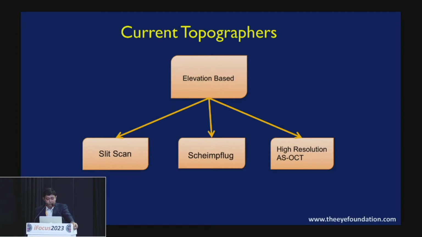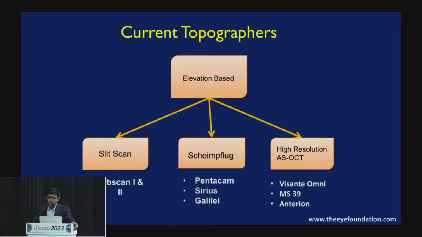Currently, the topographers which we use, which are elevation based, are one, the slit scan, which is the OBSCAN 2. You also have a more advanced version, the OBSCAN 3, which I won't be discussing in this talk, but that's also available now. You have the Scheimpflug devices like the Pentacam, Sirius, and Galilei, which are all extremely useful and are currently the standard of care. Fast catching up and possibly likely to make Scheimpflug obsolete over the next decade or so.